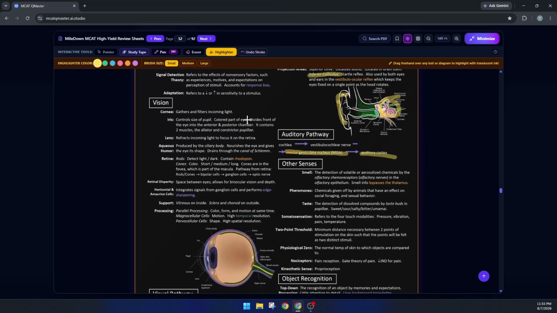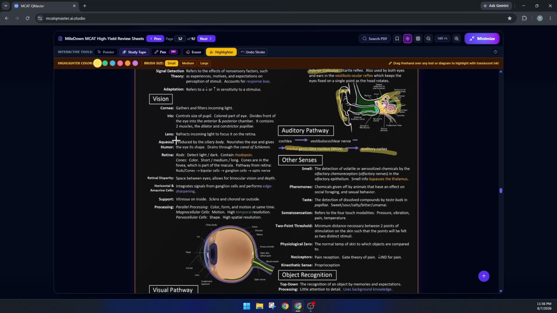The iris is also the colored part of your eye. What makes the color in your eye? Some people have blue eyes, some have green eyes, brown eyes, hazel, etc. That is your iris. It divides the front part into the anterior and posterior chamber, and it connects the two muscles, the dilator and the constrictor pupillae.